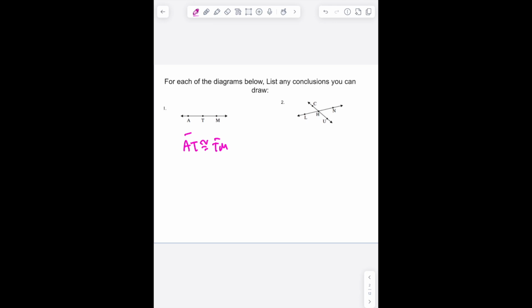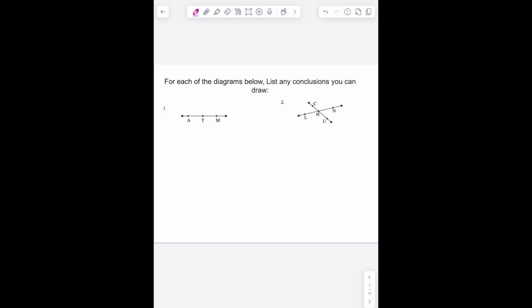And the reason for that is we do not know that T is the midpoint of AM. It never tells us that T is in the middle of AM. It doesn't give us congruence marks here and here. So we have no indication that T is actually the midpoint of AM. So we don't know that AM is being split equally in half.